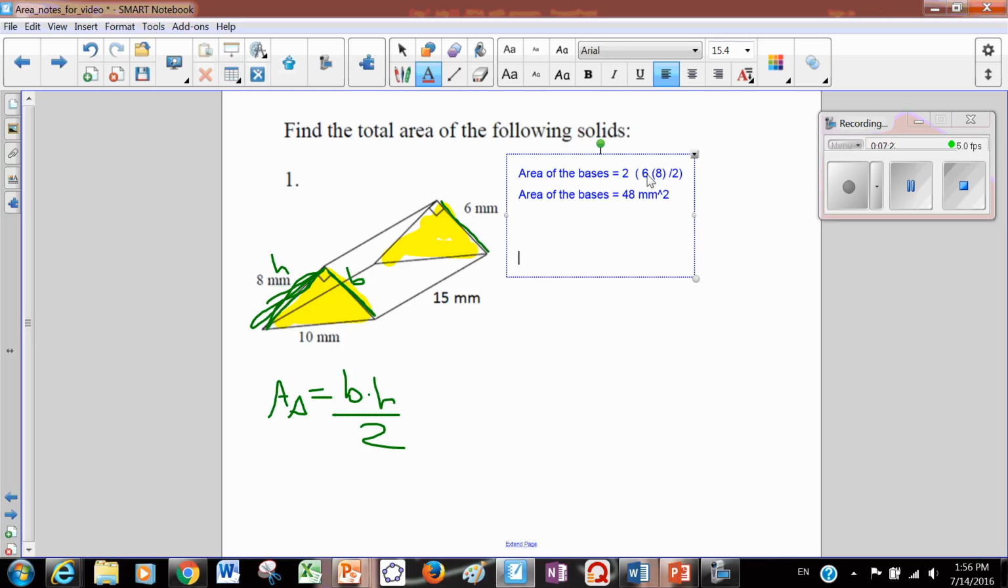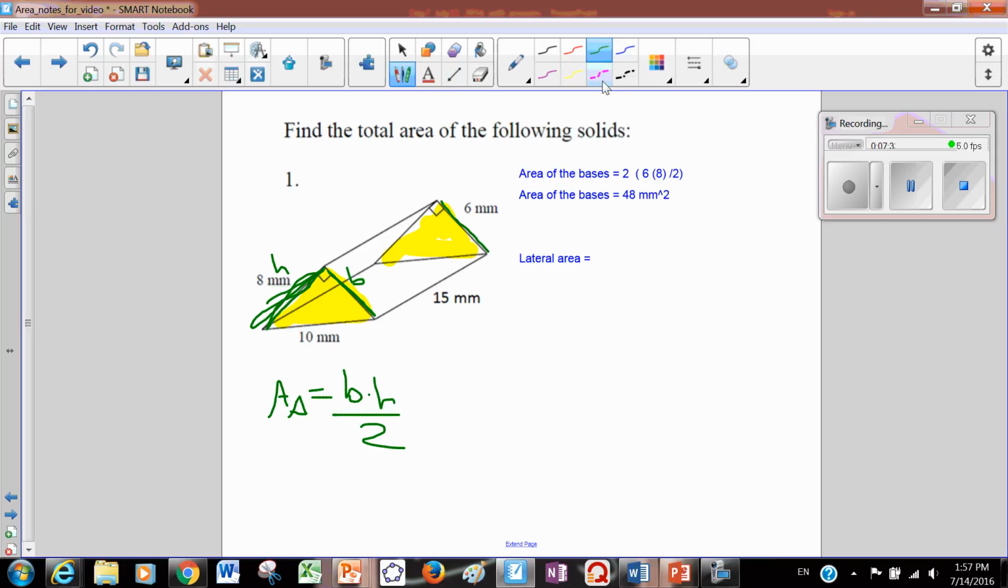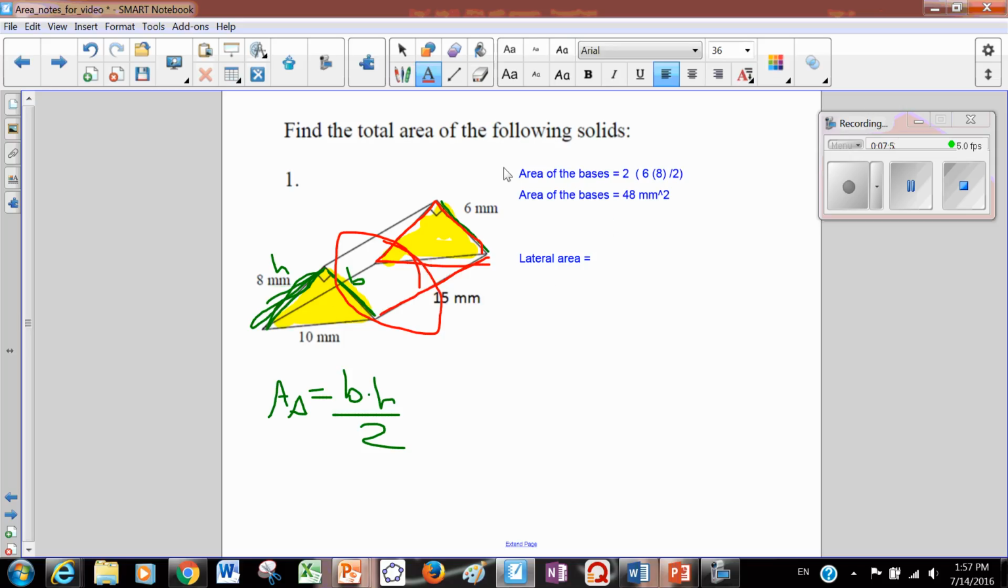After, we have to do the lateral area. The lateral area is going to be, let's look at this. I'm going to show you. I'm going to take another color. The lateral area is what's around here, okay? So I have 3 parts. To find the lateral area, we can do the perimeter of the base here times the height, which is the distance between the 2 bases. So I'm going to write that down.